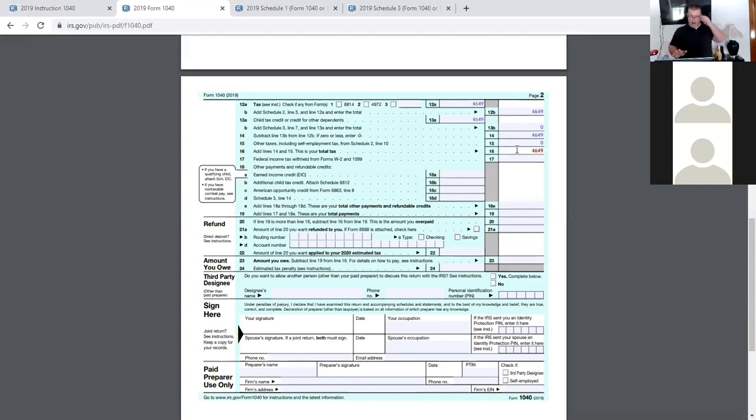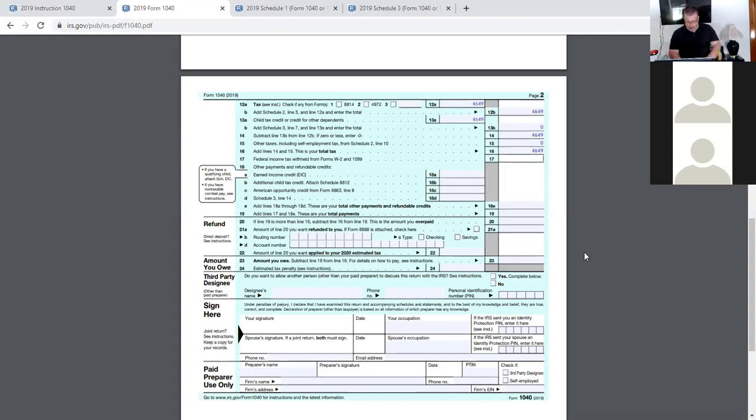But that's not the end of it, because there are other credits we can take from this point now that we've calculated our tax that will reduce our taxes. And as we go through, you'll see there may even be the possibility that we're getting money back in a tax refund because of these reductions. So line 17 says federal income tax withheld from forms W-2 and 1099. So these are the taxes that we've already submitted to the federal government through our employers or our financial institutions.